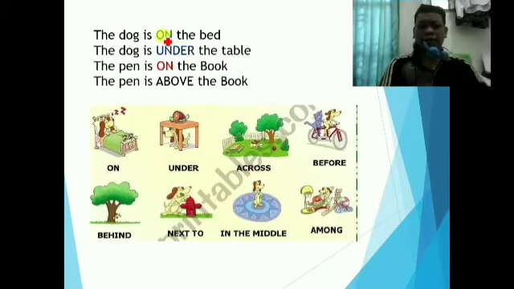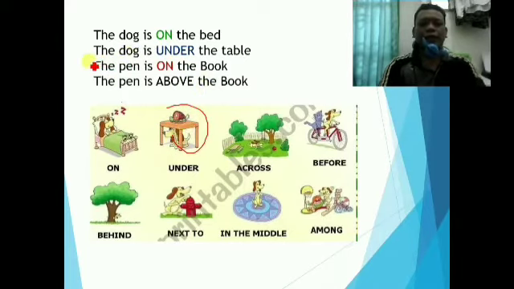So the first picture represents the first sentence, the dog is on the bed. Berarti it means the dog sticks on its bed. Nempel di ranjangnya. And then the second example, the dog is under the table. Look at the picture number 2. The dog is under, berarti berada di bawah meja.